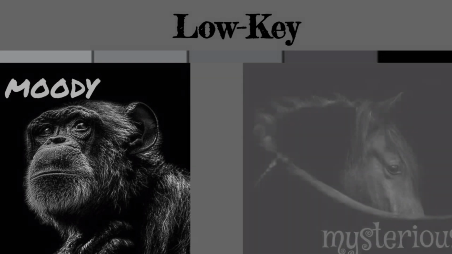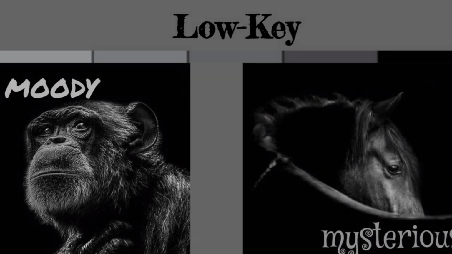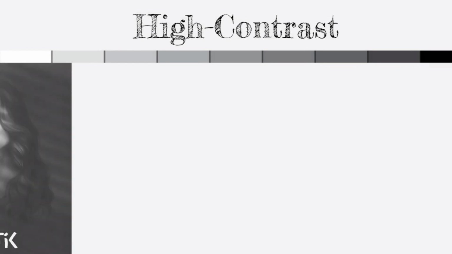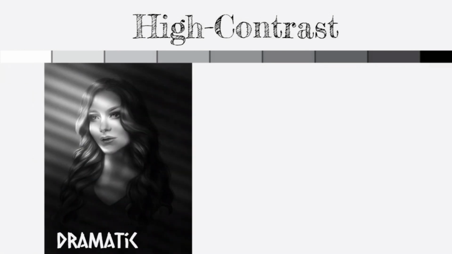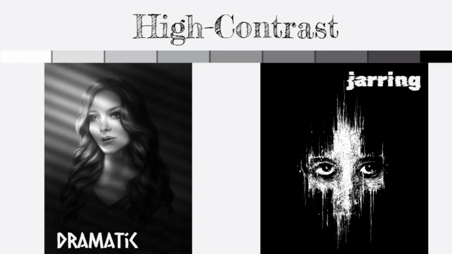Low key images are moody and mysterious, like this monkey and horse. That's an ape. You're correct. All right. High contrast images, so these are the ones that use pure white and pure black. They can appear dramatic and jarring.